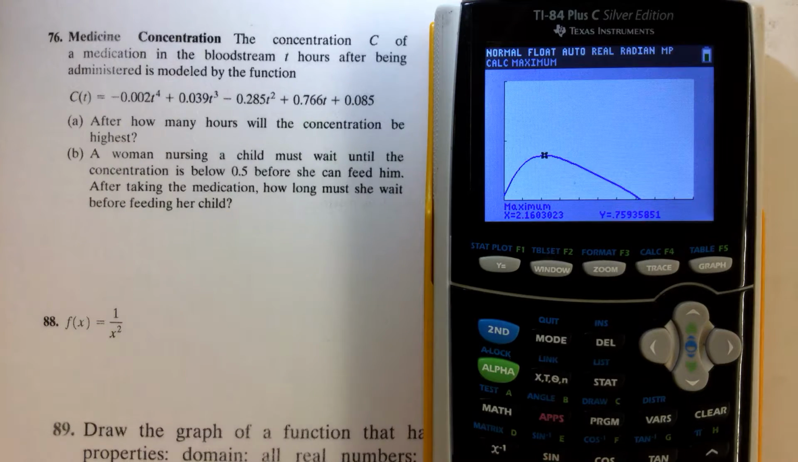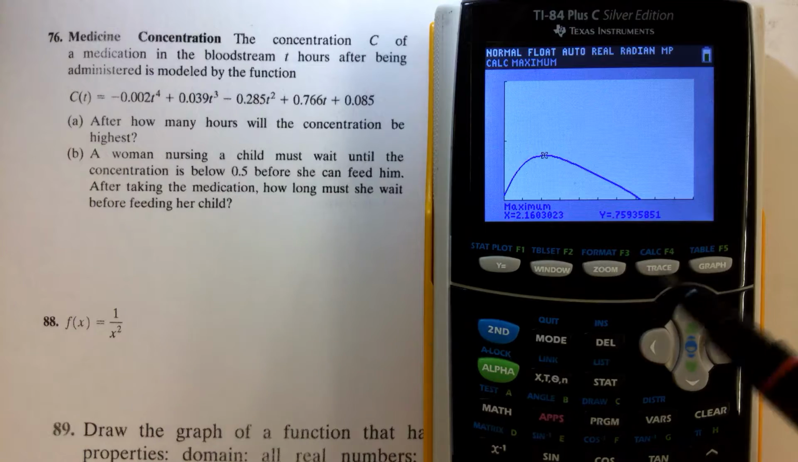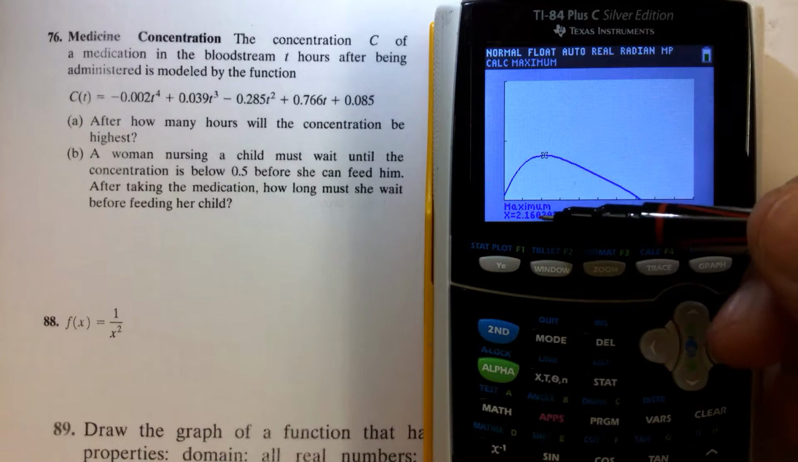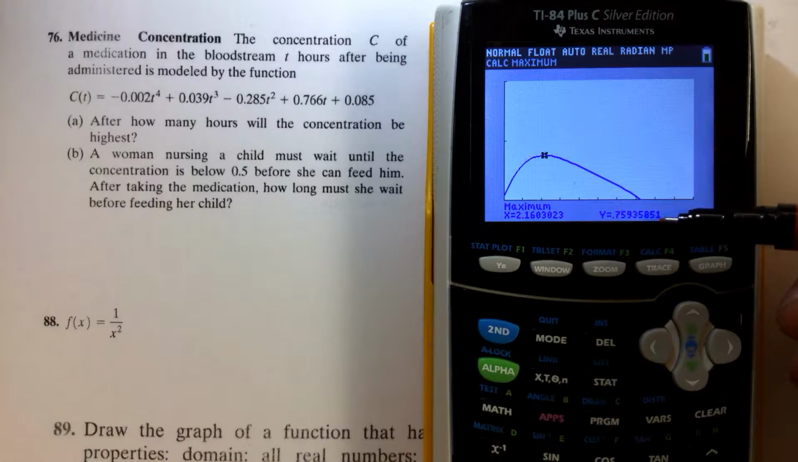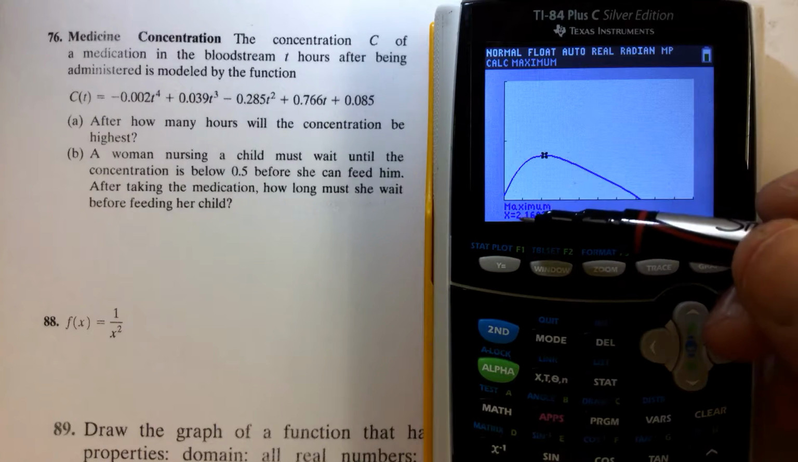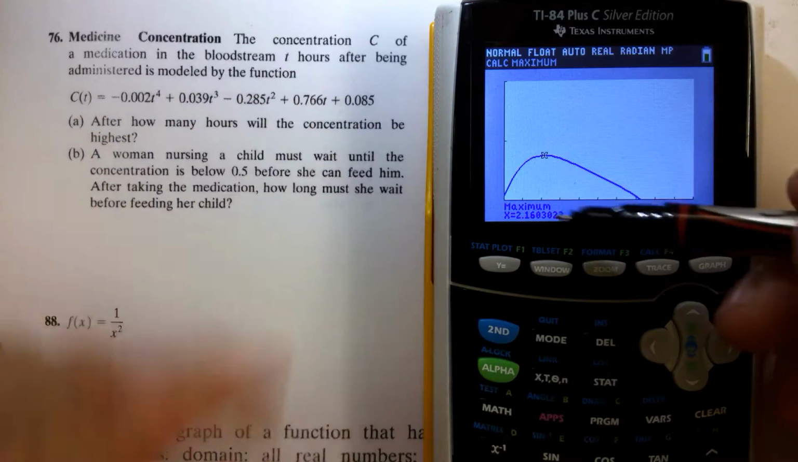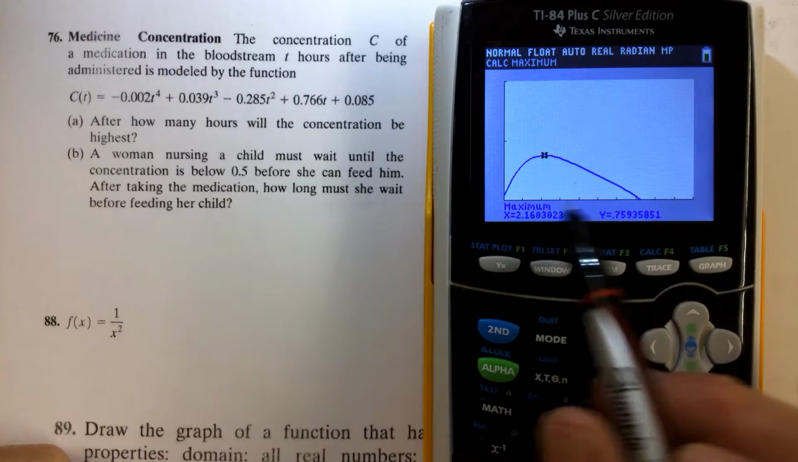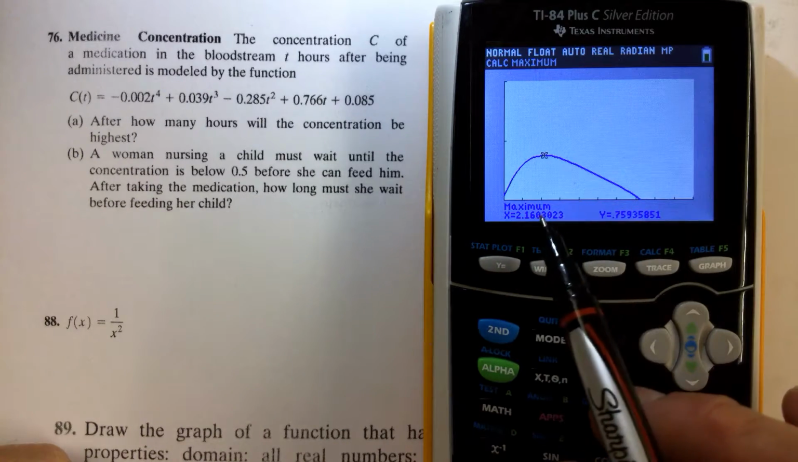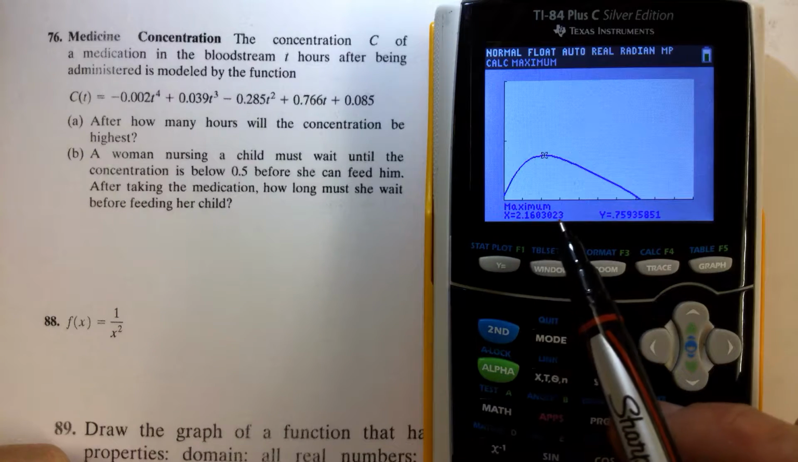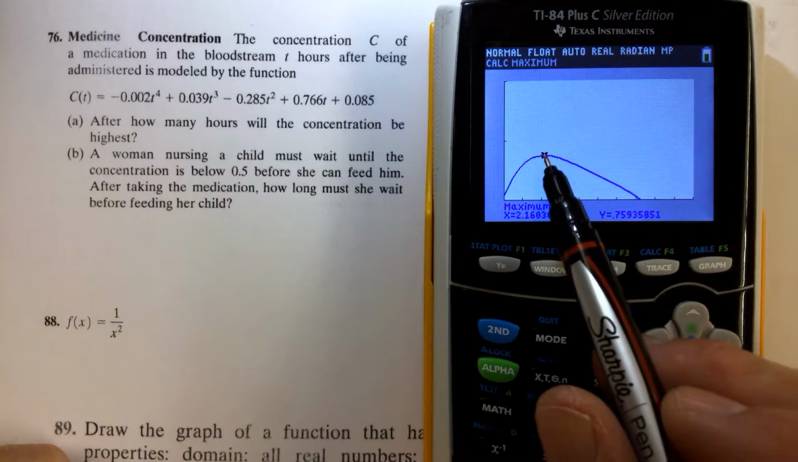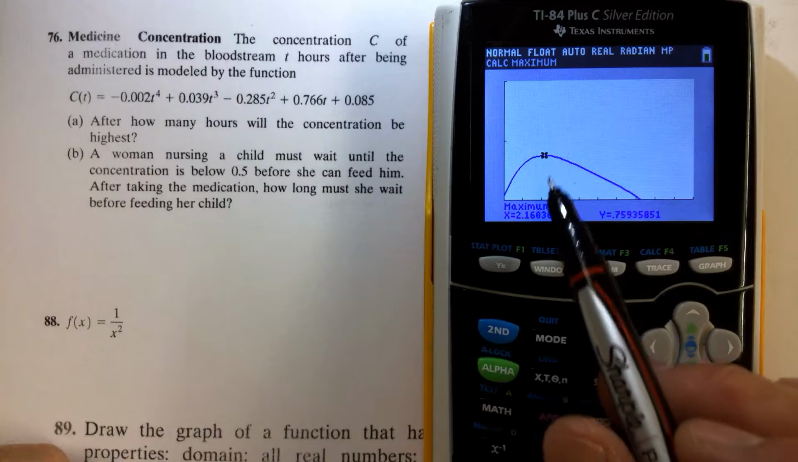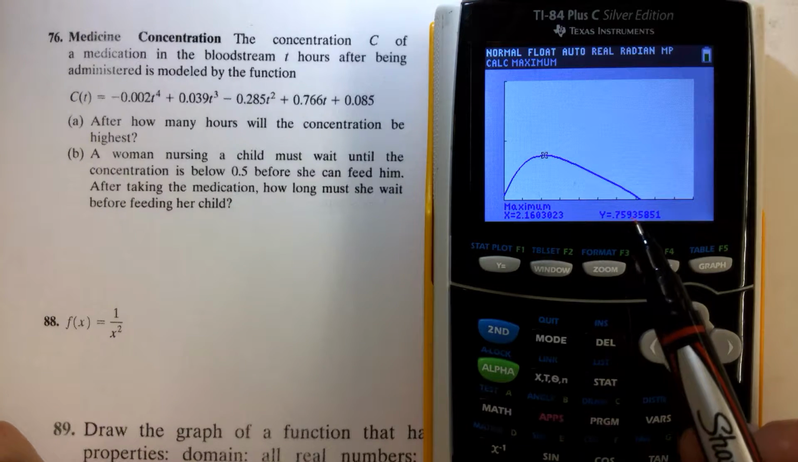And it's important to make sure you understand what the x value means and what the y value means. So let's reiterate here. X is the t in our problem. T is the number of hours. And so when you look at the independent variable axis, that's the number of hours. So we can see that 2.16 means 2.16 hours after being administered.